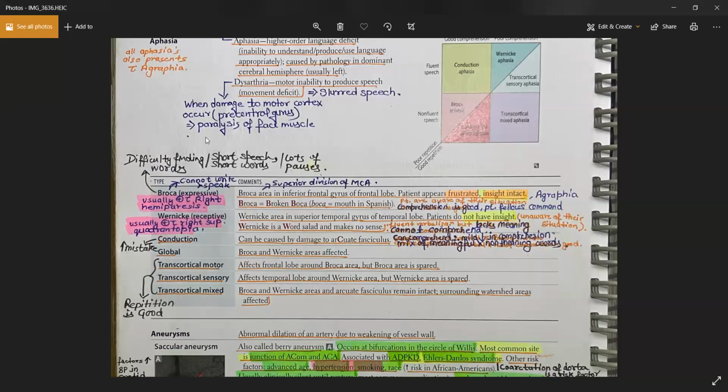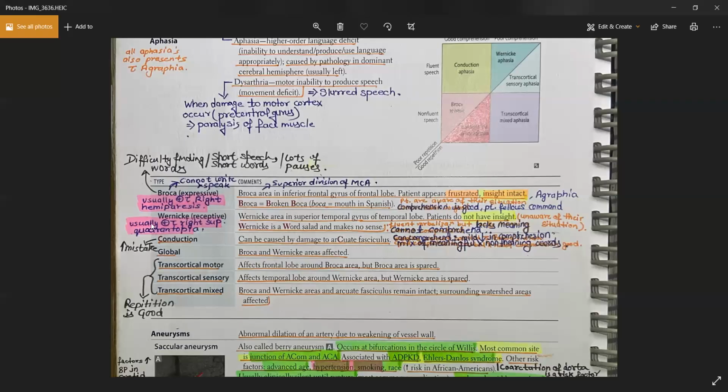The patient will have difficulty in finding the words. The speech will become very short and contain a lot of pauses. Like if you ask them to introduce themselves, a normal person would say, I am this person, but they will give you, I, this person. So they have a lot of pauses and lots of missing words in their sentences. Okay, so this kind of thing will be seen in Broca's or the expressive aphasia. They want to say it, but they cannot say it. And they are very much frustrated.